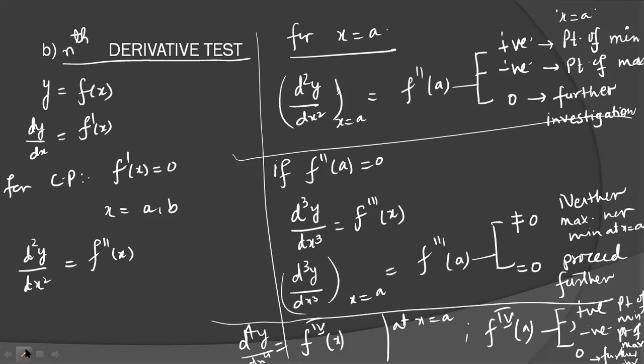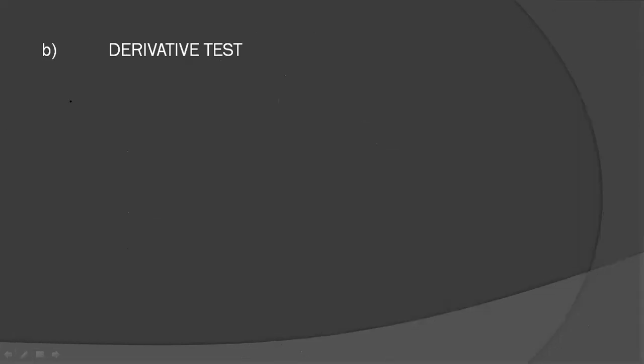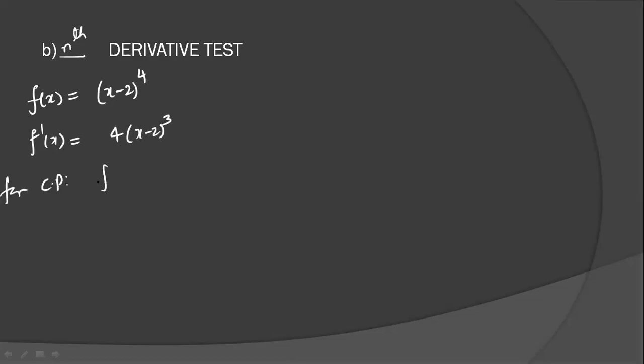Let's see some examples. Suppose we have a function (x minus 2) to the power 4 and we want to check the maxima and minima of this function. So f dash x will be 4 times (x minus 2) whole cube. For critical points, f dash x equal to 0, 4(x minus 2) cube equal to 0, x will be 2, 2, 2.